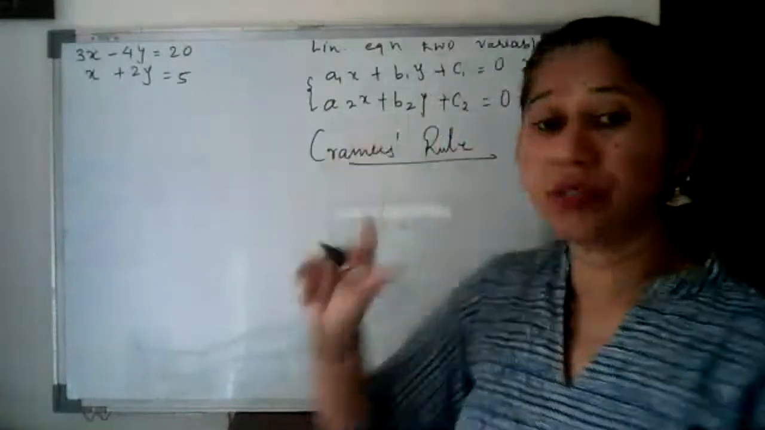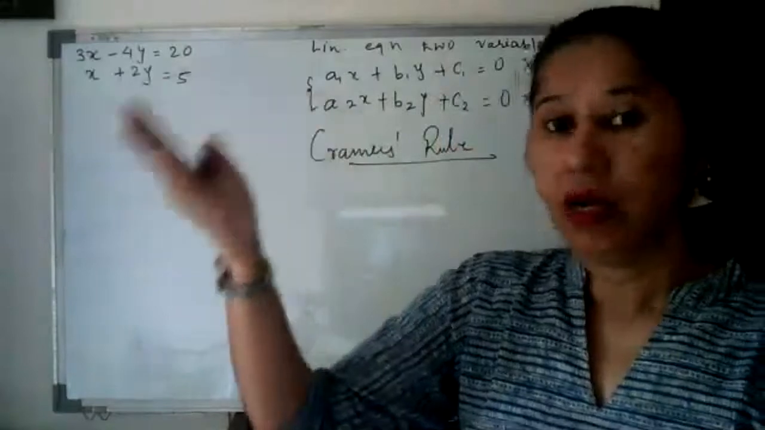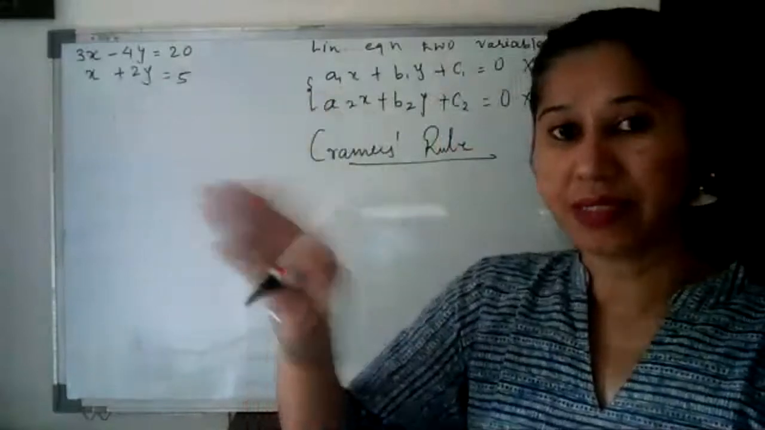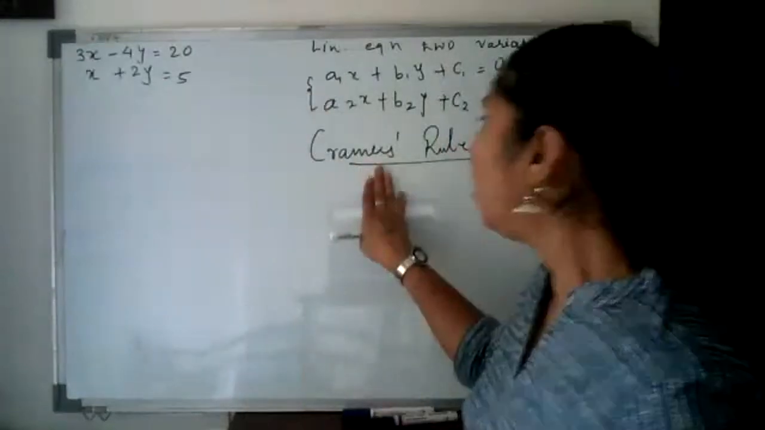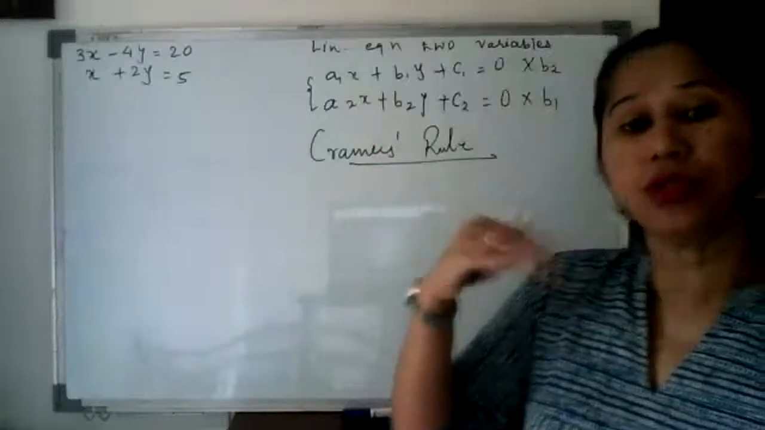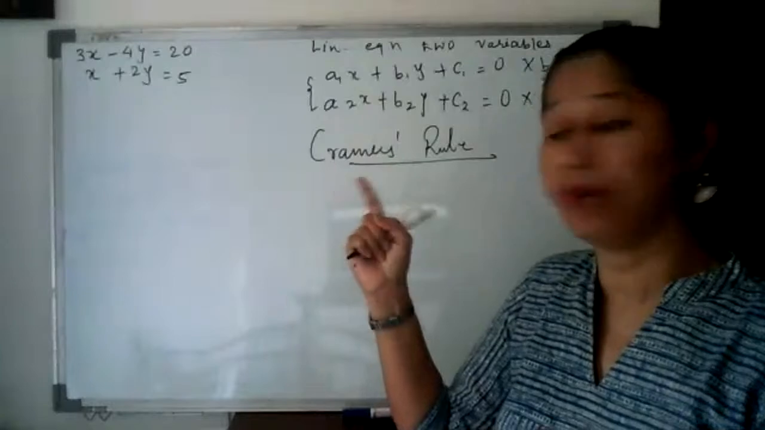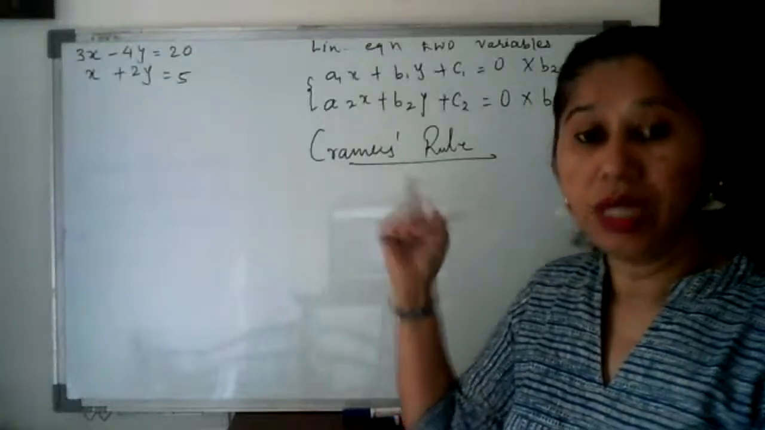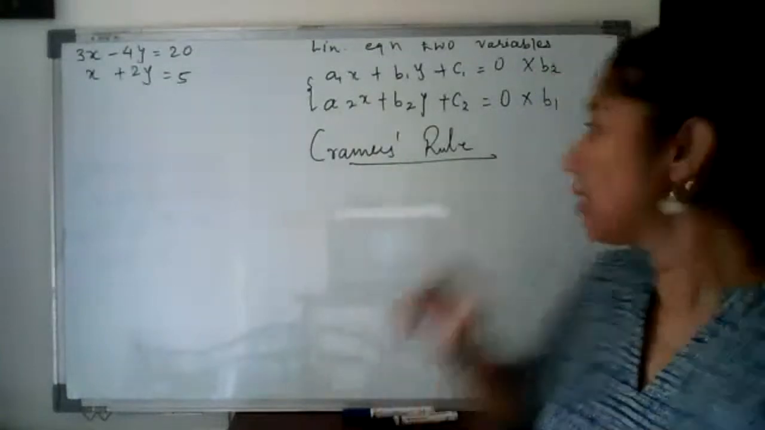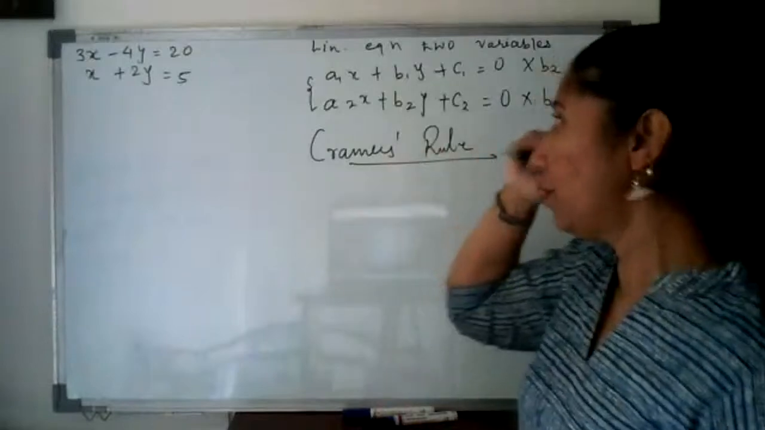Cramer's rule is stated as an application of higher class level matrices, so we will not discuss that part. Here we are going to remember how to utilize the formula, that is, how to find the values of x and y using Cramer's rule. So how to remember this? Please look at it. What do you have to remember?